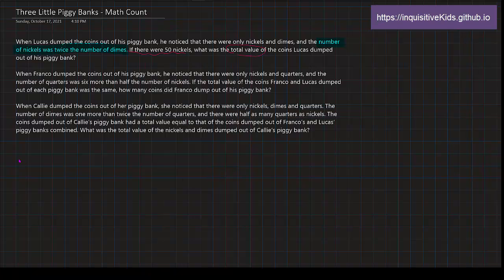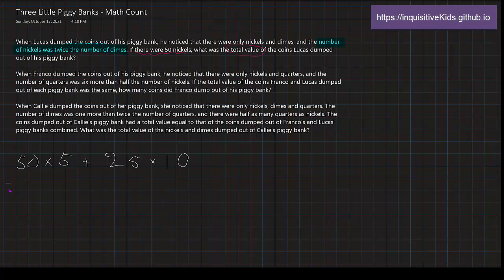So there's 50 nickels, and we know that each nickel is worth 5 cents. Plus, well, how many dimes were there? Well, we know that the number of nickels was twice the number of dimes, so 1/2 of 50 would be 25. So there are 25 dimes times, what's the value for a dime? Well, each dime is 10 cents, so 25 times 10.